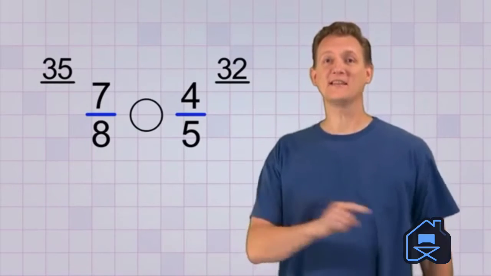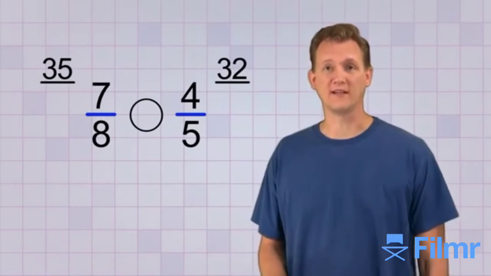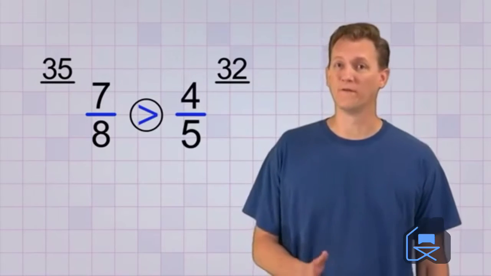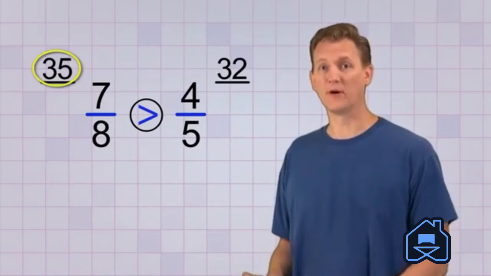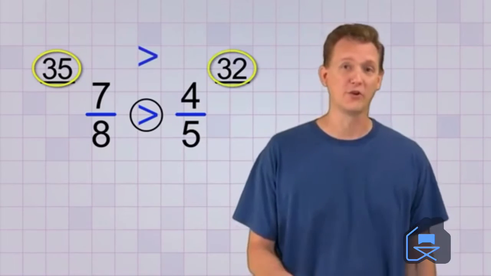Aha! Now it's easy to see that the fraction 7 over 8 is greater than the fraction 4 over 5 because its new top number, 35, is greater than the other new top number, 32. Let's do one more comparison by cross-multiplying.